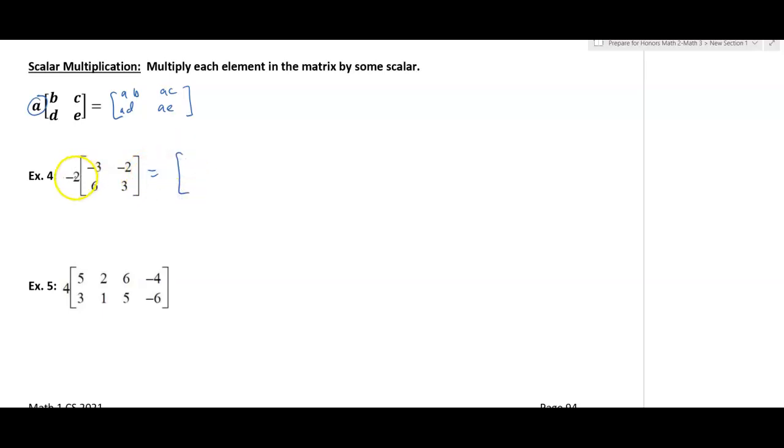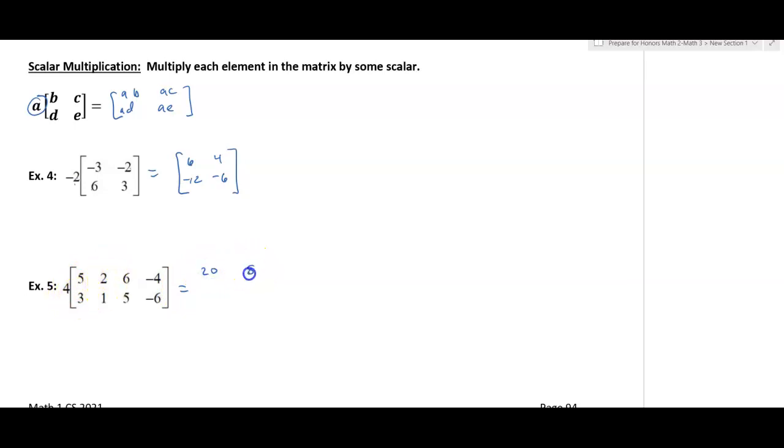right? The first spot is going to be negative 2 times negative 3, which is going to give you positive 6. Negative 2 times negative 2 is positive 4. Negative 2 times 6 is negative 12. Negative 2 times 3 is negative 6. And for this last one, 4 times 5, that's going to give you 20.